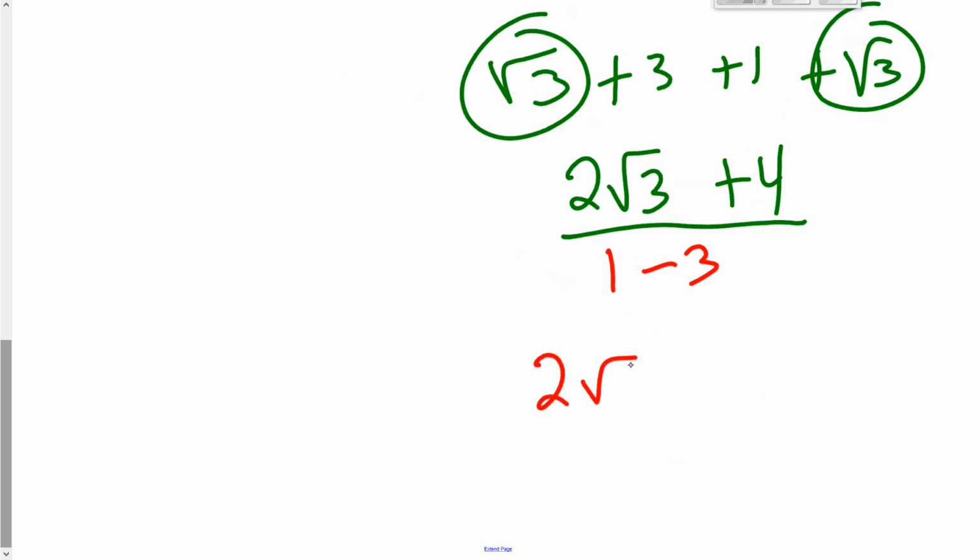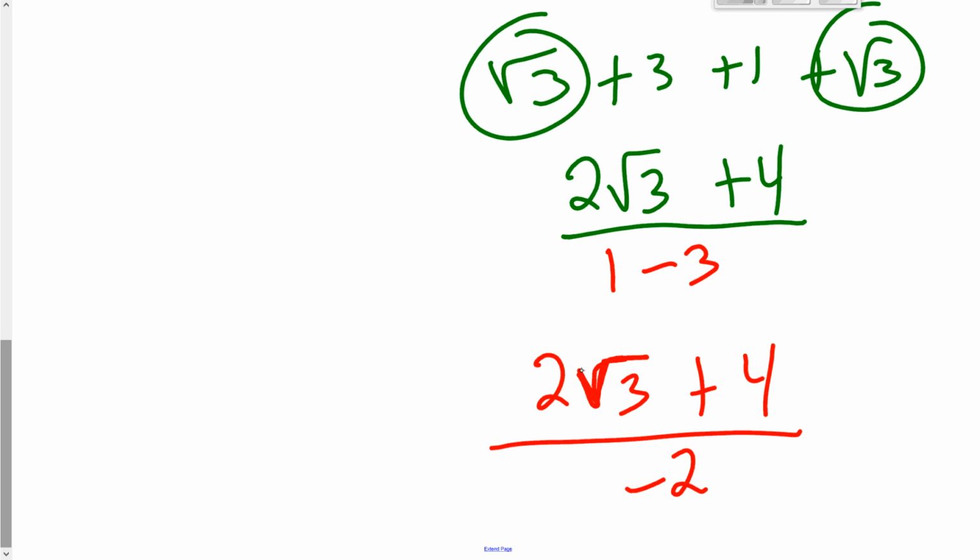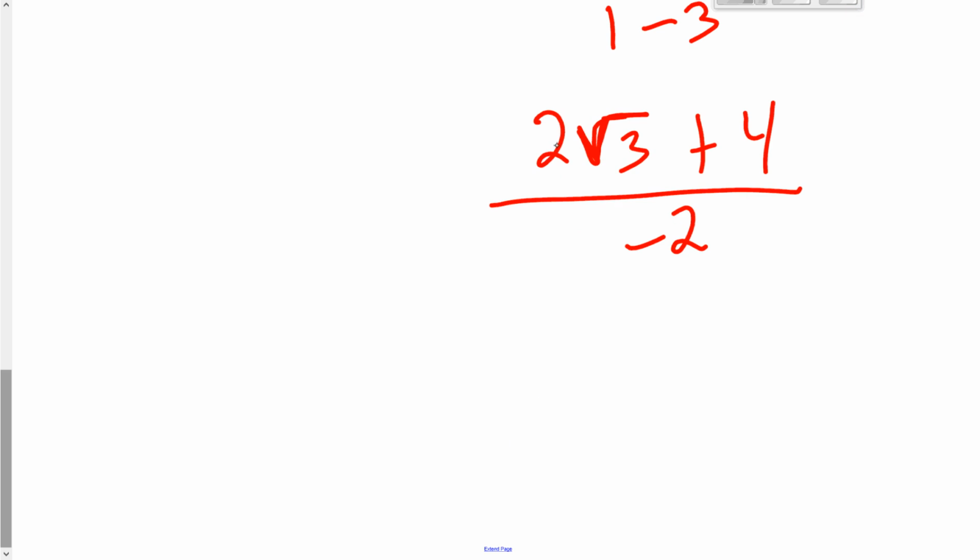So that's 2 root 3 plus 4 over negative 2. Now remember, I can't cancel anything out with this root 3 on the bottom. Say if that was a 6, it was 2 root 6, I couldn't cancel that 6 with the negative 2, because whatever is underneath that square root symbol can only be canceled out if something is also underneath the square root symbol. Okay, so we can simplify this by factoring a 2 out of the top.